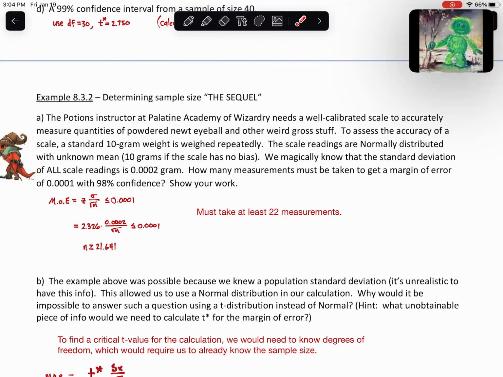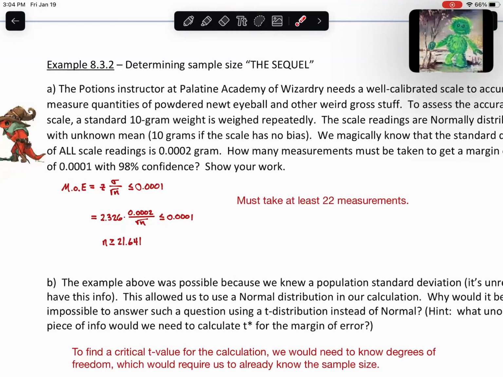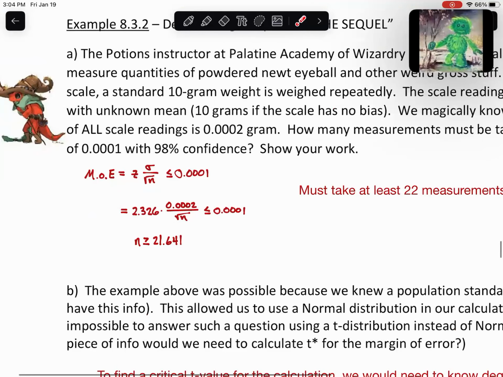With this example, we want a margin of error no more than 0.0001. We're going to use a 98% level. Okay. You might also be noticing that I'm using Z here, which contradicts something that was said in class. We spent a lot of time in class saying that for mean problems, you have to switch to T.